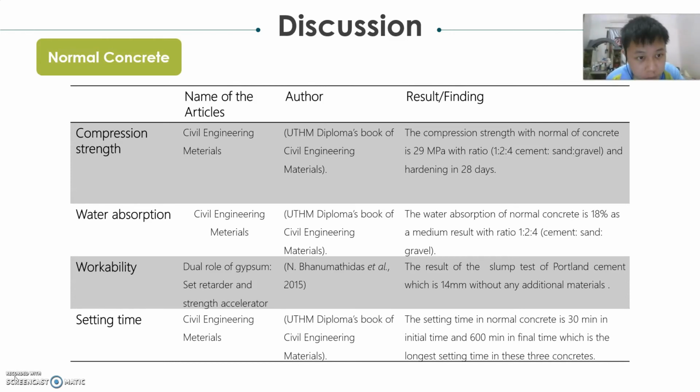So in the table, we can see the tests which are compression strength, water absorption, workability, and setting time. And in the table, we also have name of articles, outdoor, result, and finding. The compression strength of normal concrete is 29 MPa. Water absorption is 80%. Workability is 40 mm with the slump test. Initial setting time is 30 minutes and final setting time is 600 minutes. We use these articles and journals from Diploma Materials Utilization Books and Google Scholar.